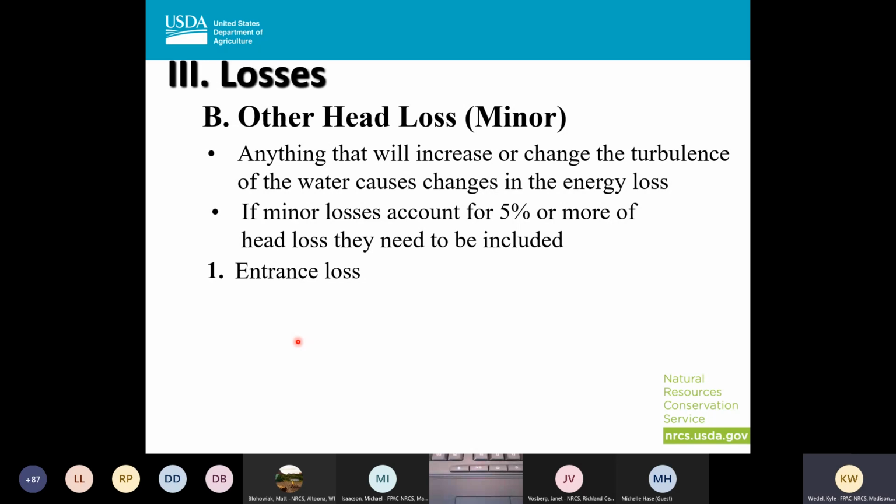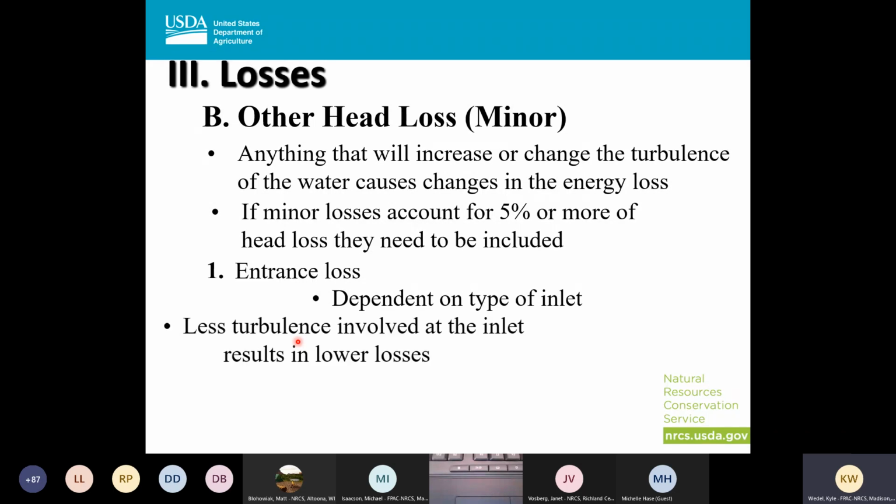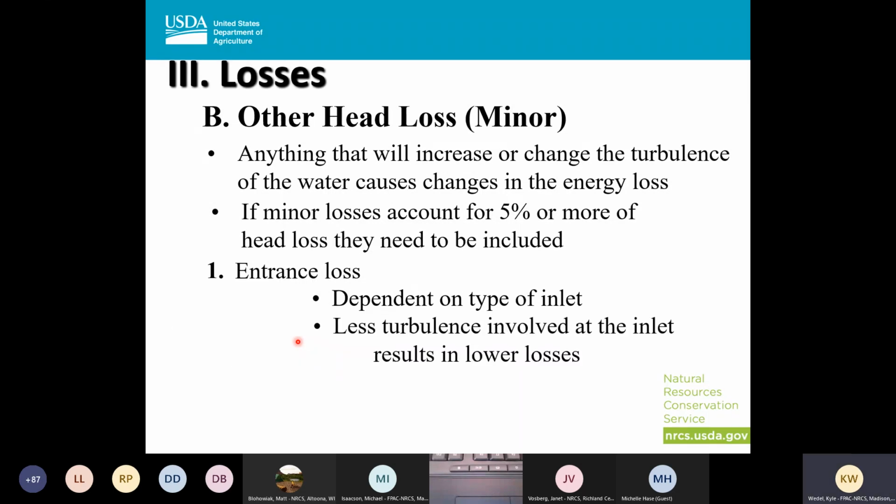There are multiple types of minor losses. The first is an entrance loss. This is going to vary depending on your type of inlet. The less turbulent the inlet, the lower the losses. Then you're going to have enlargement or contraction losses. This is the same thing but opposite. One is going from a bigger pipe to a smaller pipe, and the other is going from a smaller pipe to a larger pipe. As they change pipe sizes, you're going to have a change in your turbulence, so you're going to lose some energy there.